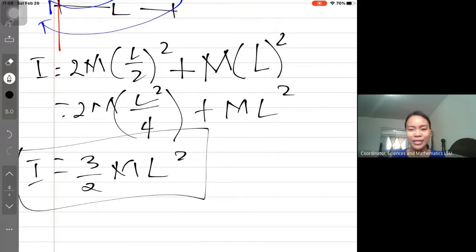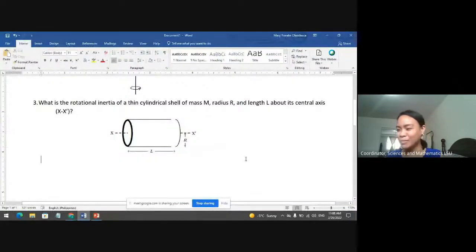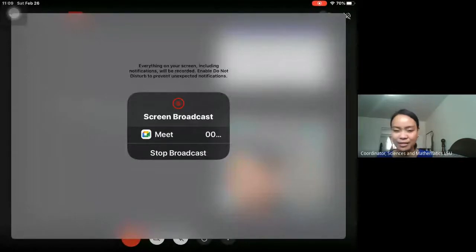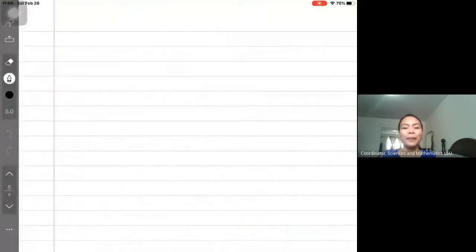And our last problem. Sharing to you another screen. All right, our last problem says: what is the rotational inertia of a thin cylindrical shell of mass m, radius r, and length L about its central axis x prime? Okay, so I will be sharing my notes again.